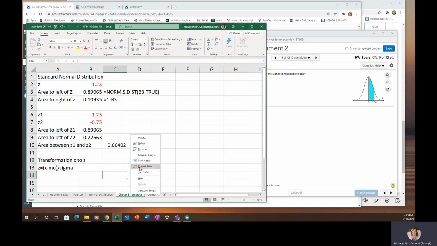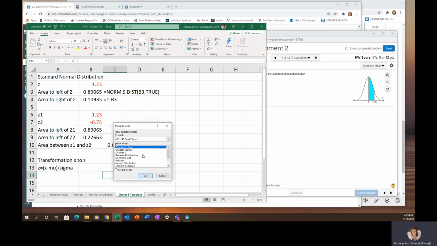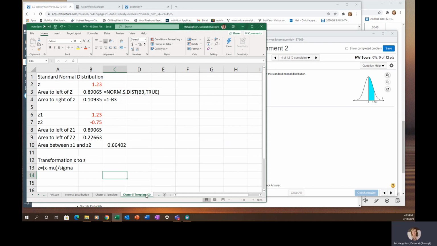If you right click here, you can go to move or copy sheet. You can create a copy. I want to put it after this sheet, so I'm going to put it here, and it puts it next to the template. Then this one can be your chapter 5 homework. This way you won't mess up your template. Okay, so now you can just go into this one and put in the values.